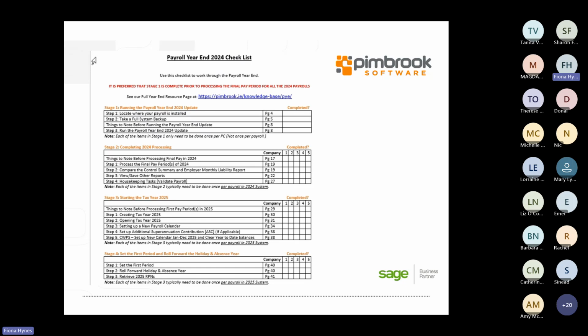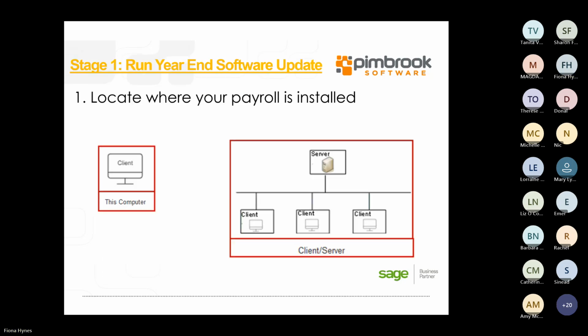On page 3 of your booklet, you'll see the end of year checklist, and this is useful because you can tick each task as complete as you work through them, and particularly useful if you have more than one payroll. Now we'll get started. Stage 1, run the year-end software update.